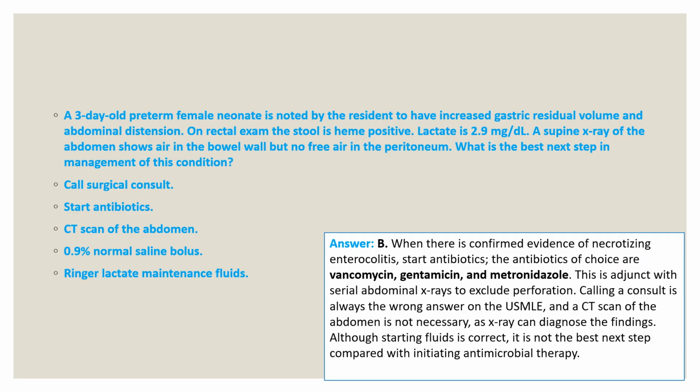Just see a question. A 3-day-old preterm female neonate noted by the resident to have increased gastric residual volume and abdominal distension. On rectal exam, the stool is heme positive. Lactate is 2.9. So there is some shock. Supine X-ray of abdomen shows air in the bowel wall but no free air in the peritoneum. That means there is no pneumoperitoneum or there is no perforation, but there is air in the bowel wall. That is called pneumatosis. What is the next best step in this condition?